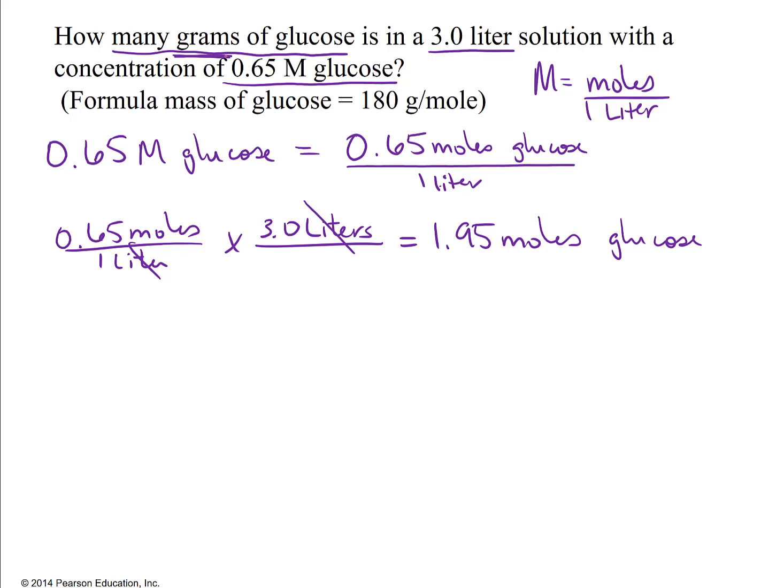How many significant figures should this answer have? 3.0 is 2 significant figures. 0.65 is 2 significant figures. So if I rounded this, what would it be? I'd round this to 2.0.